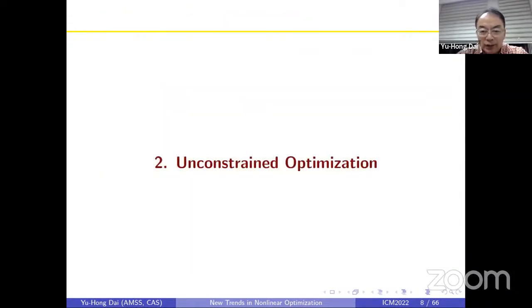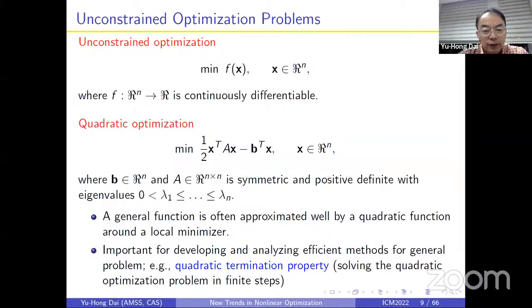Now I talk about unconstrained optimization. In this case, we are trying to optimize an objective function without any constraint. Basically, to develop and analyze a numerical method for this general unconstrained optimization problem, we normally consider this quadratic optimization model. We are often asked this question: can the method find the unique minimizer of this quadratic optimization in finite steps? This is called the quadratic termination property.